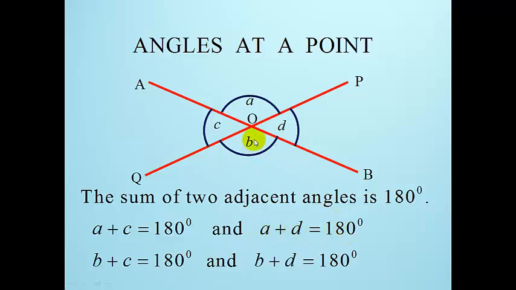Now let's consider angle B. Adjacent angles to angle B are C and D. That is angle C and angle D. And because the sum of two adjacent angles is 180 degrees, it means that B plus C is equal to 180. That is B plus C equals 180 degrees. And B plus D is also equal to 180. That is how come we have B plus D equals 180 degrees.